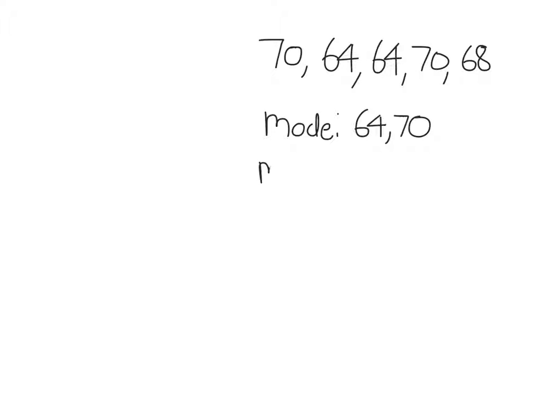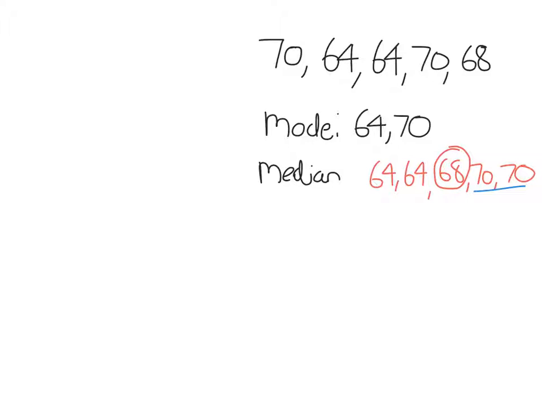So to find the median, remember I need the scores in order from smallest to largest. So I would just write them in order, and the median is the middle score. Now this time there are 5 scores, an odd number of scores, so there's only one middle score. We know it's the middle score because there are 2 scores above it and 2 scores below it. So the median of this data is 68.